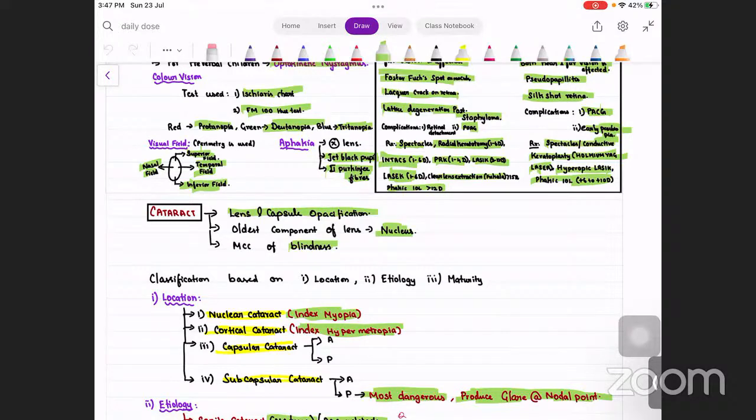Nuclear, cortical, capsular, subcapsular. What is the most dangerous form of your cataract? Posterior subcapsular cataract. Index myopia is seen in nuclear cataract. Index hypermetropia is seen in cortical cataract.